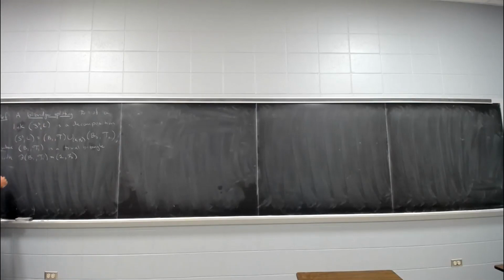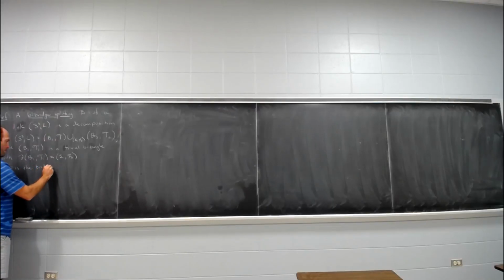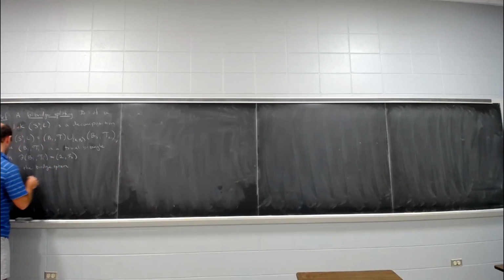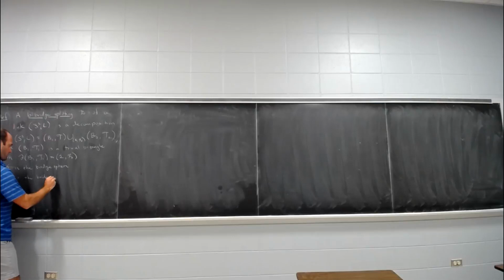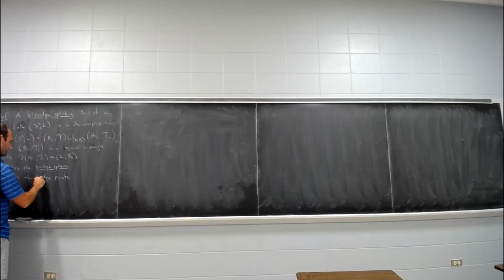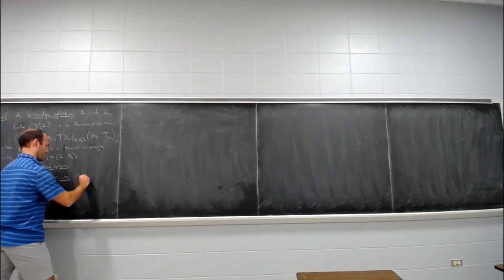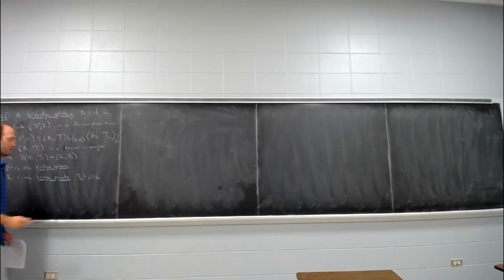Okay, and we call sigma the bridge sphere, and we call x of b, maybe we'll call these bridge points. Okay. So of course it should be clear from this that x_b is L intersects sigma. That's what we mean by the bridge points. Okay.